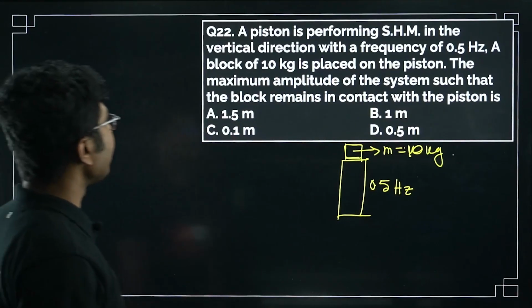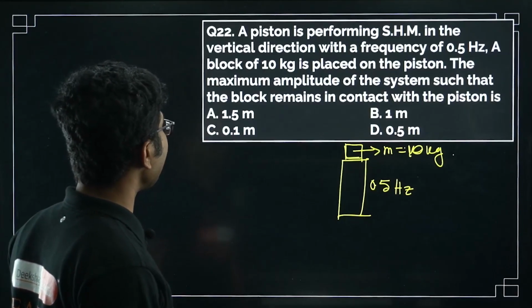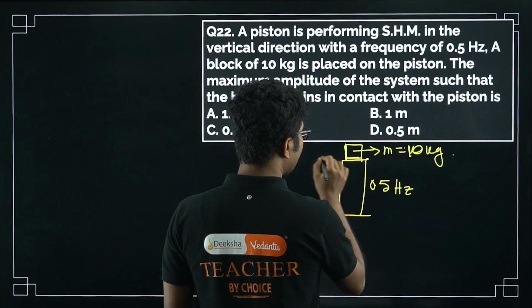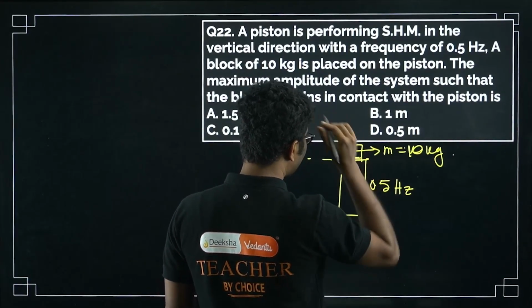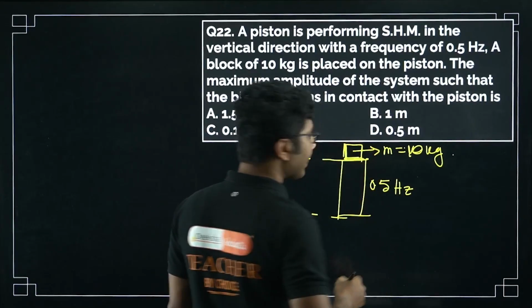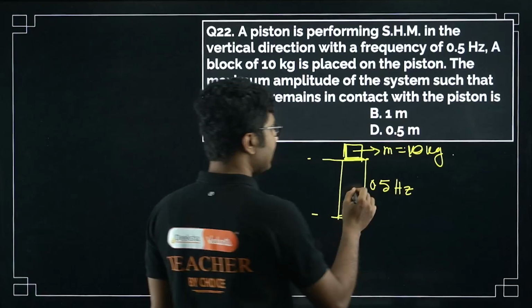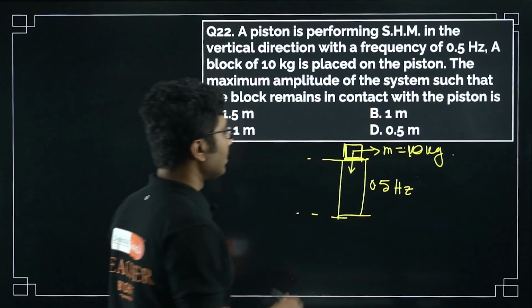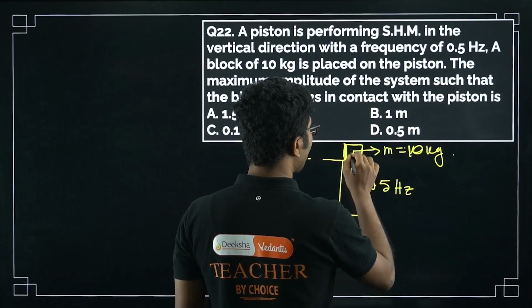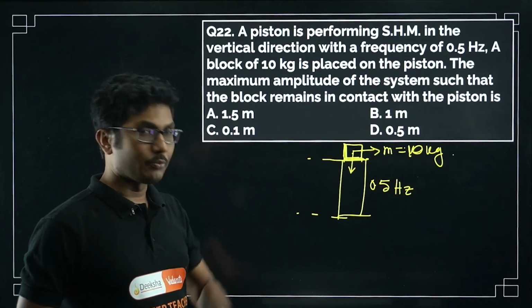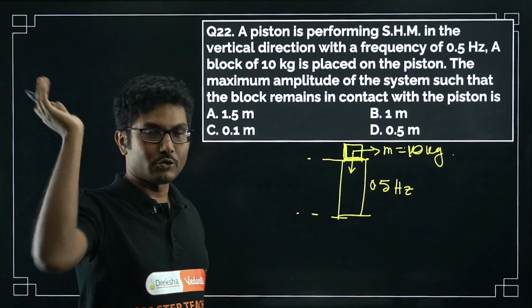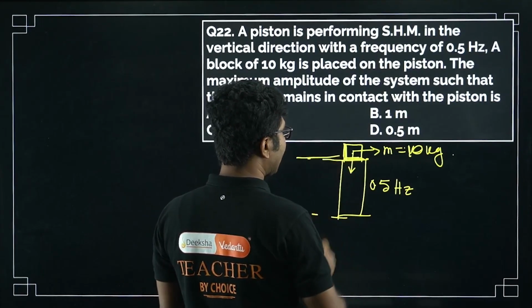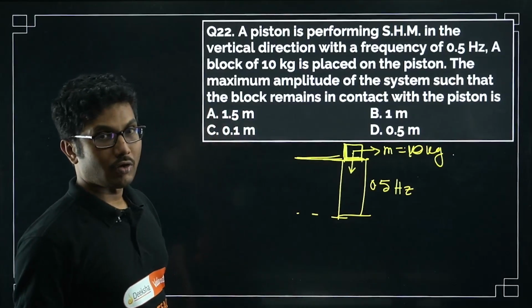The maximum amplitude of the system such that the block remains in contact with the piston. So what should be the amplitude of the piston such that this block will remain in contact with the system? That means when the piston is going down, the down motion should not displace the block. If you are putting something on a vibrating thing, generally it either goes off or goes down, but if you adjust the amplitude, then you can find the correct value where it will not move.